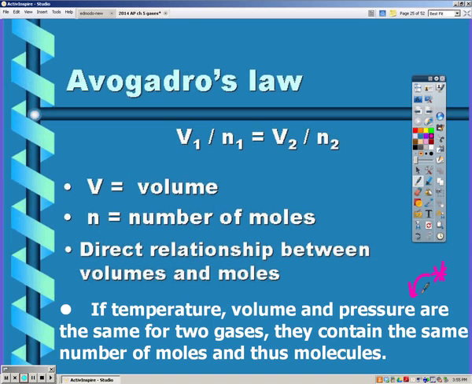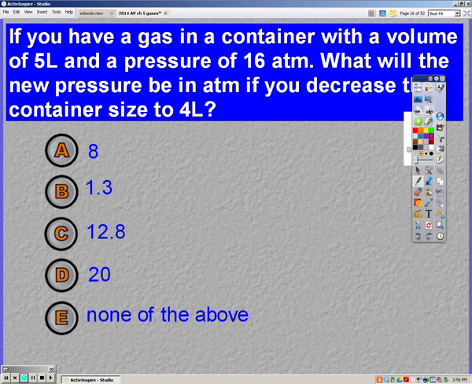If the temperature, volume, and pressure are the same for two gases, they're going to contain the same number of moles. And remember that 1 mole is equal to 6.02 times 10 to the 23rd molecules, and so it would have the same number of molecules as well. But it would not have the same number of grams because molar mass is not the same for two gases usually.